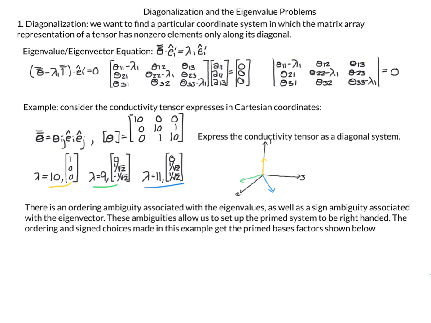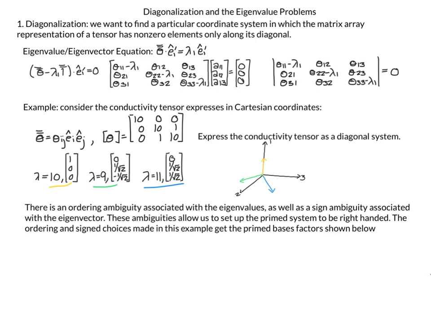The thing is, in your book, it says there's an ordering ambiguity, because I factored and simplified this way, but someone else could order it differently. So as a convention, what we do is we set up the primed system to be right-handed. So the ordering and sign choices will give you the prime basis vectors shown below. And actually, I'm going to show it above.